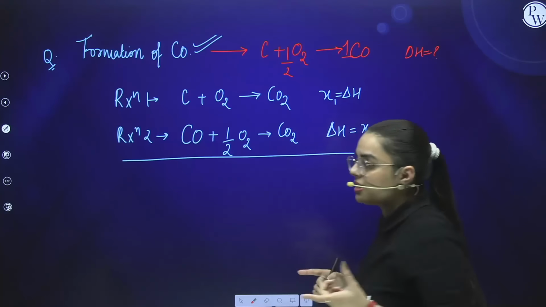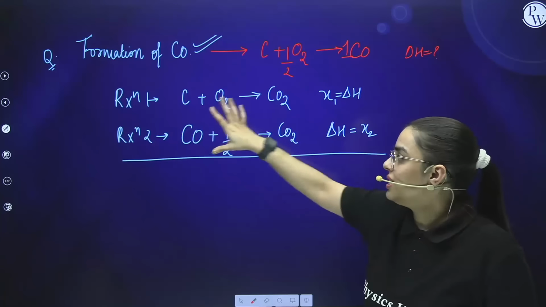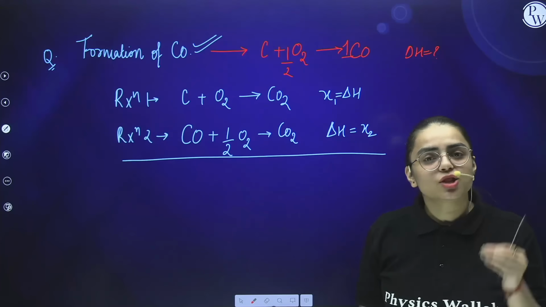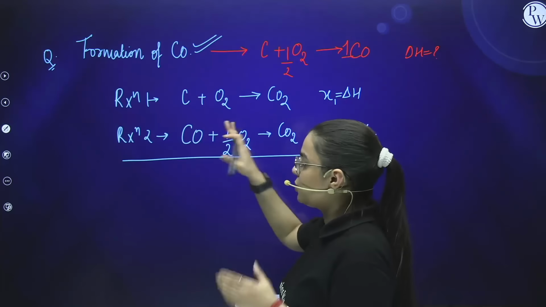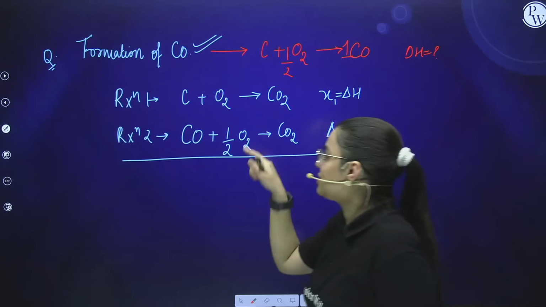So according to Hess law, whenever a reaction is taking place either in a single step or in multiple steps, their delta H is going to become equal. Their delta H will be equal. So for this, if we are going to calculate delta H, that will be equivalent for this case, right? So in this case, see what I'm going to do.